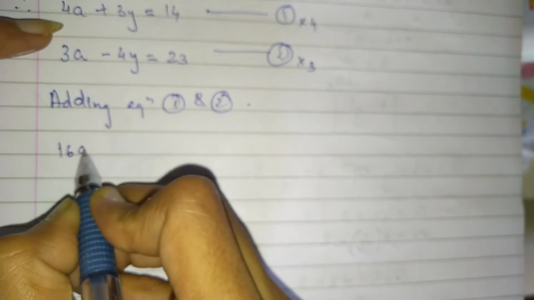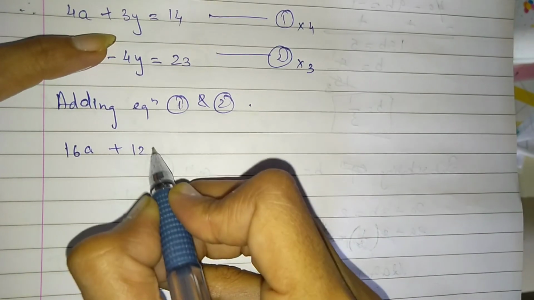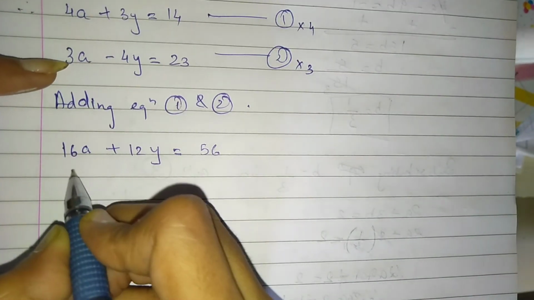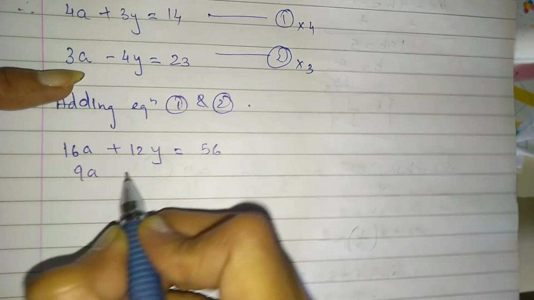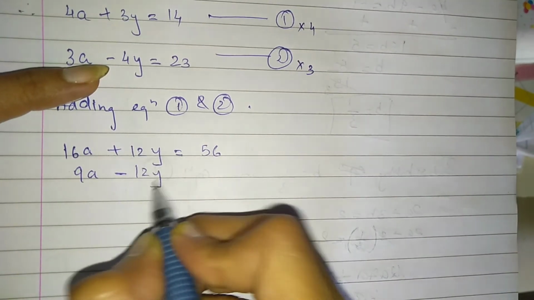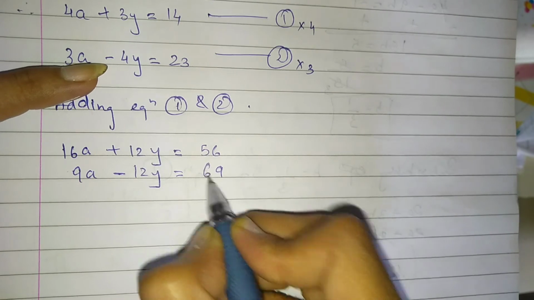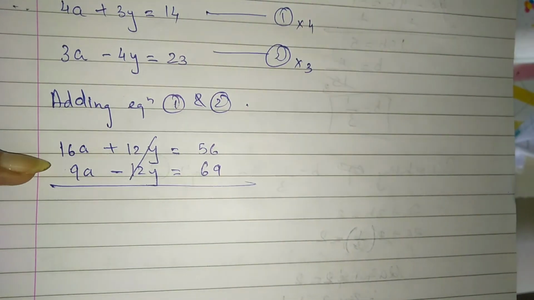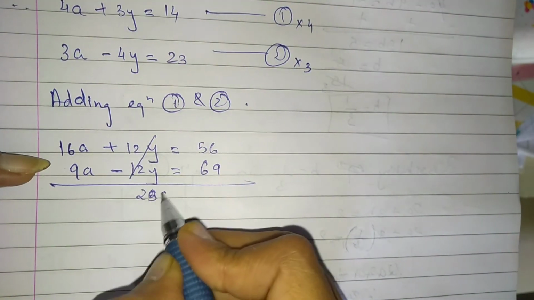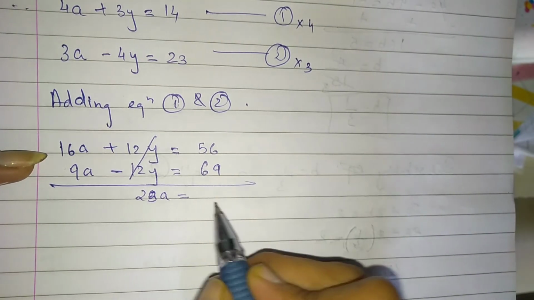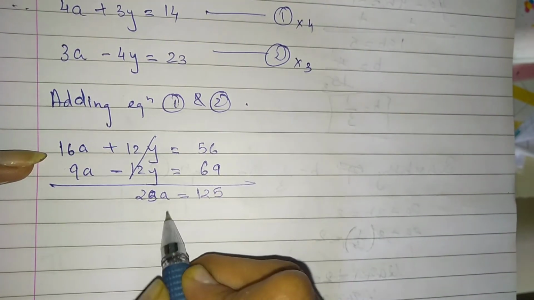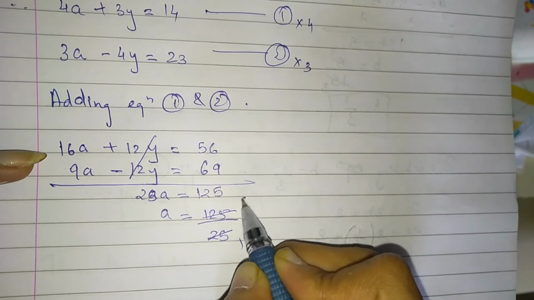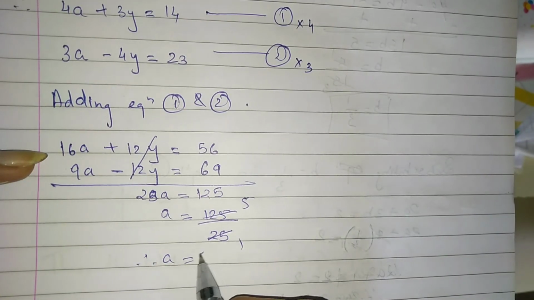4 4s are 16a plus 3 4s are 12y equal to 4 4s are 16, 4 1s are 4, 56, and 3 3s are 9a minus 12y equal to 3 3s are 9, 2 3s are 6. Cancel. 16 plus 9 is 25a equal to 56 plus 69 is 125. So a equal to 125 upon 25. 25 5s are 125. Therefore a equal to 5.